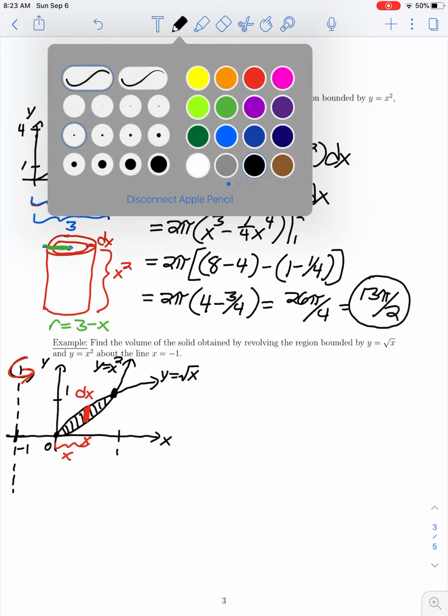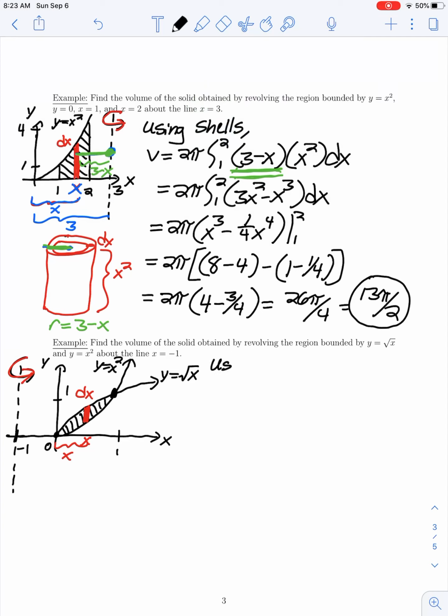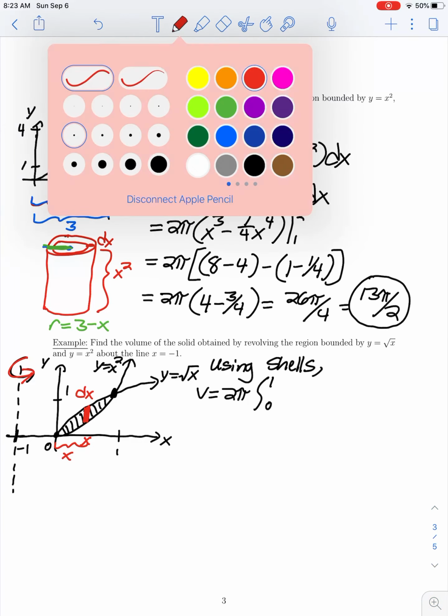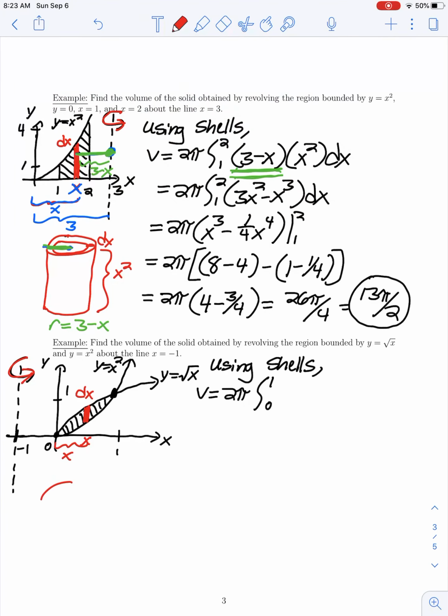So we're going to be using the method of shells here. So let me say using shells. The volume for this solid would be found by taking 2 pi times the integral along the x-axis from 0 to 1 here of the radius of our cylinder. So let's think about this. Again, visualizing, it might help to sketch the little shell shape that we're going to have.